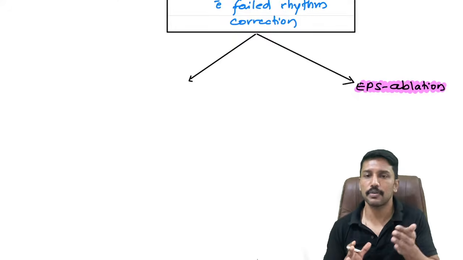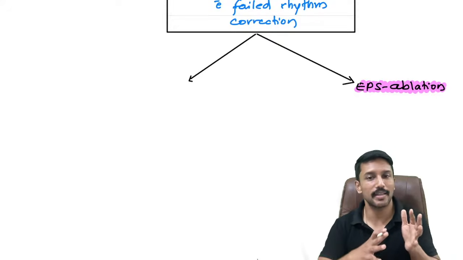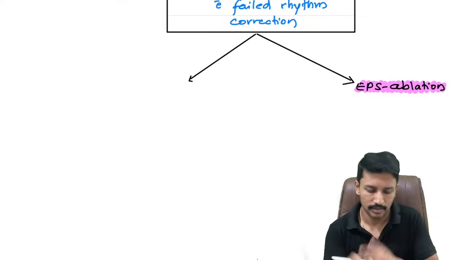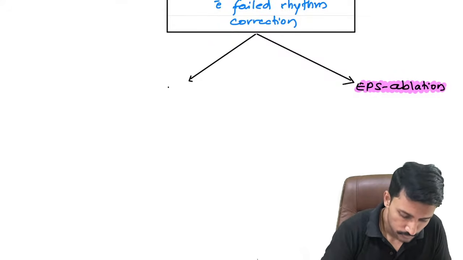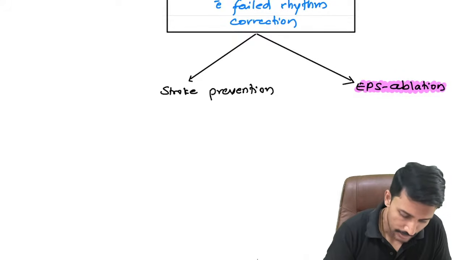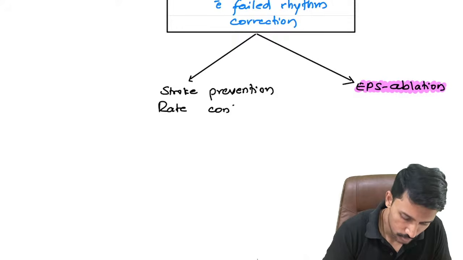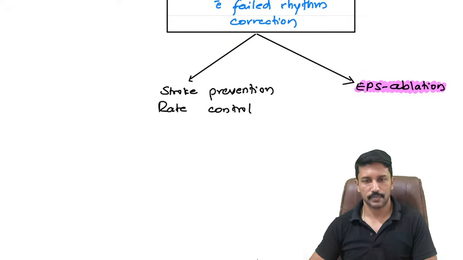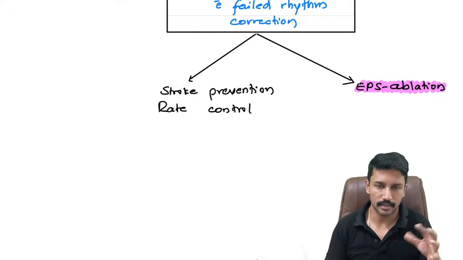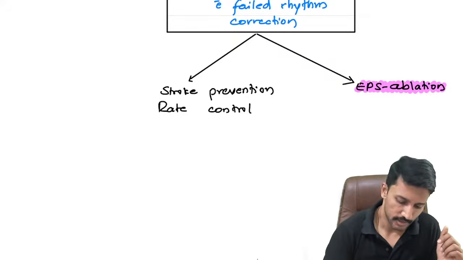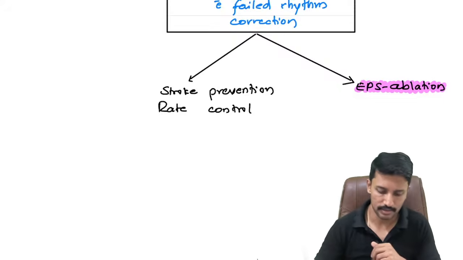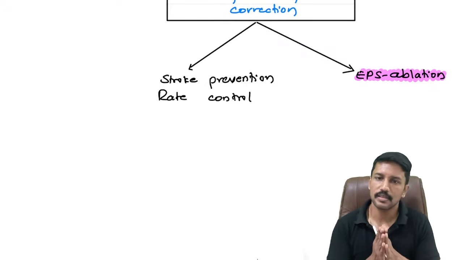I will let the patient live with atrial fibrillation, but I will try to manage the complications of atrial fibrillation. What are the complications? Two: stroke risk and tachycardiomyopathy, right? So in that case, I have to do stroke prevention and rate control. For rate control, as I've already discussed, I will use beta blockers or digoxin or non-dihydropyridine calcium channel blockers. And for stroke prevention, whether I should use aspirin or the anticoagulants, I will decide based on what we call the CHA2DS2-VASc score.